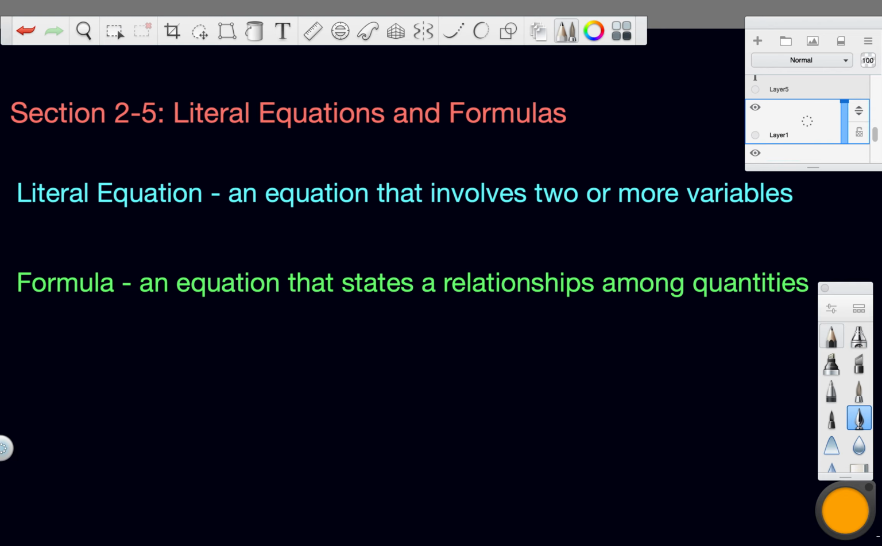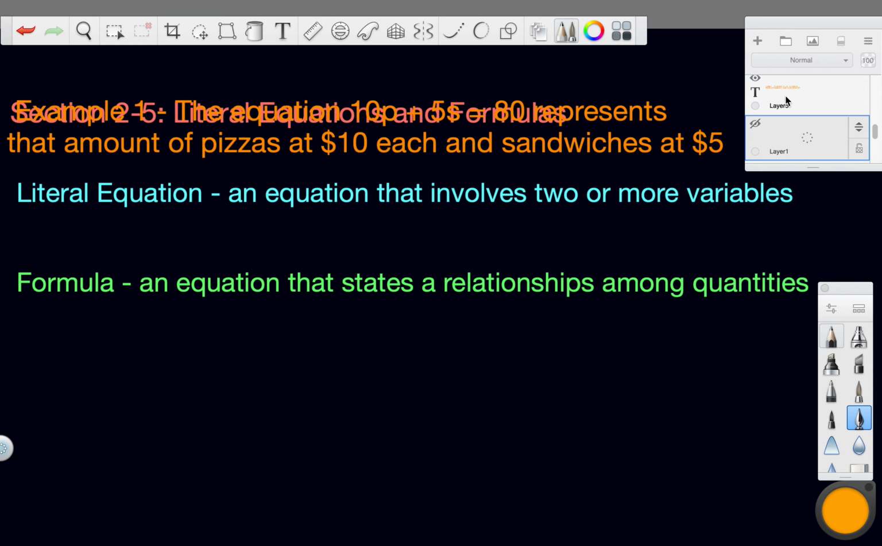Okay? A formula is a little bit different. It's an equation that states relationships among quantities. So when I mean a formula, I'm talking about the formula for area, or the formula for the area of a triangle, or the circumference of a circle. So formulas that represent something, the relationships among things. So like I said before, area of a square, area of a circle, volume of a cylinder. So all of these things are considered formulas. Okay? So we are going to just jump right in and get started.